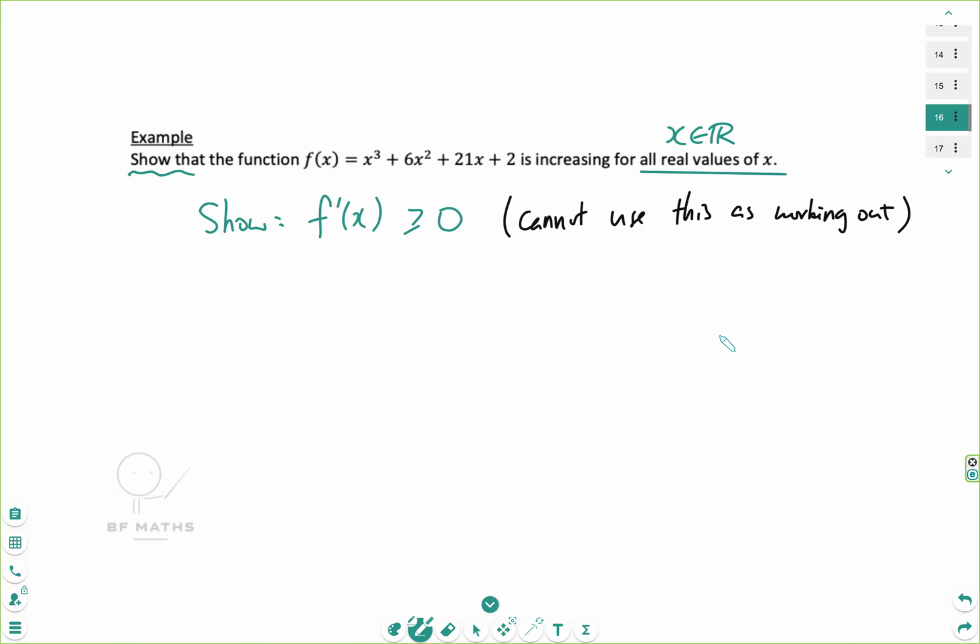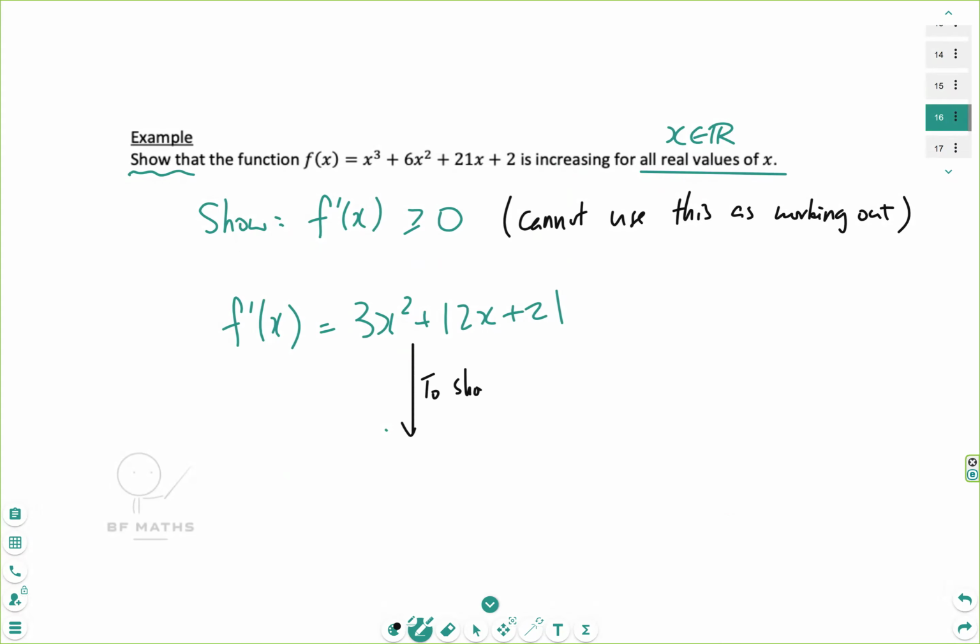But nevertheless, what we need to do is f dash x, the derivative. The derivative is 3x squared plus 12x plus 21. To show this is greater than or equal to 0, I'm not sure if you remember this from chapter 7 where you learned about algebraic manipulation. To show this is greater than or equal to 0, we want to use completed square form. So I'll write it down here.